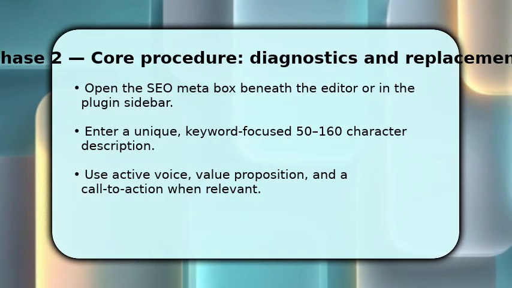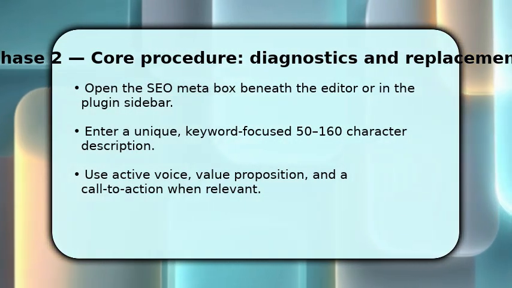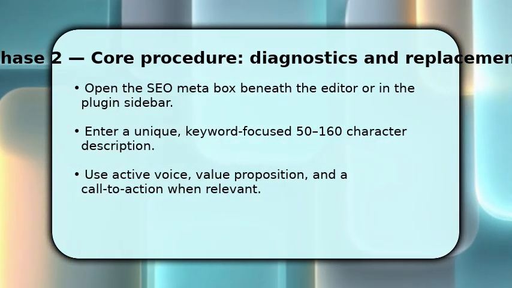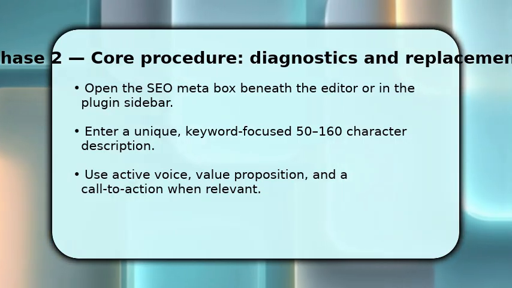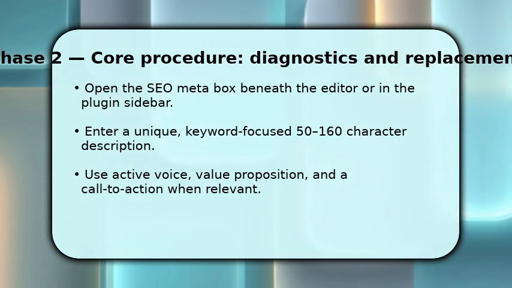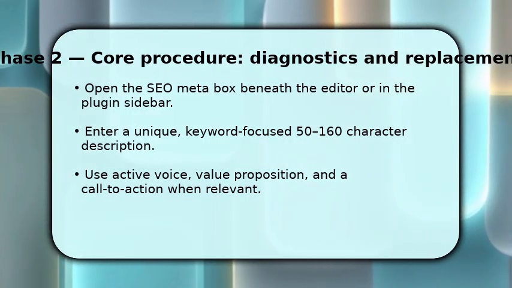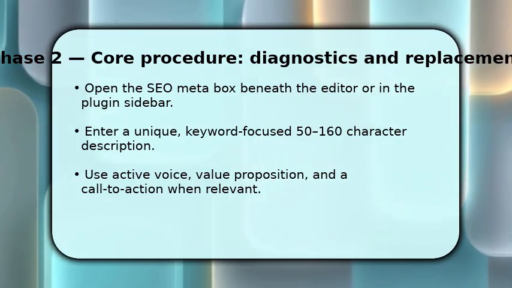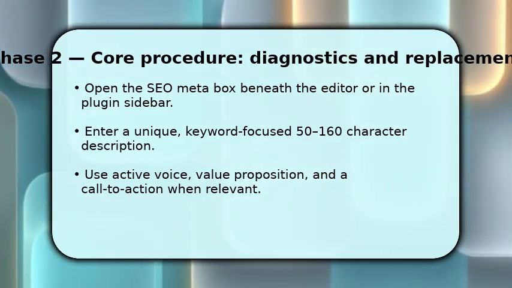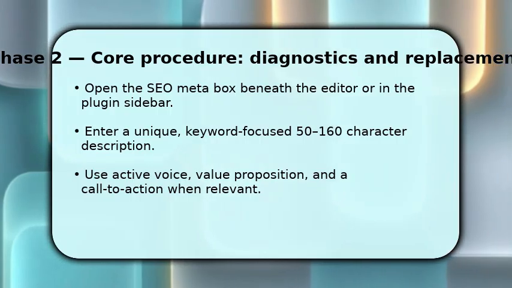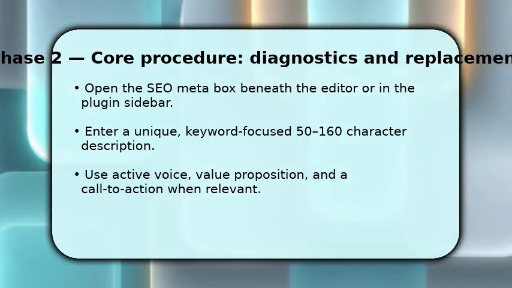You'll now edit the meta description in the SEO plugin area under the post editor. If you use the block editor, click the plugin's sidebar tab. Type a unique, keyword-focused description between 50 and 160 characters so Google displays it in results. Make sure to explain the page benefit and include a call to action if appropriate that drives clicks.